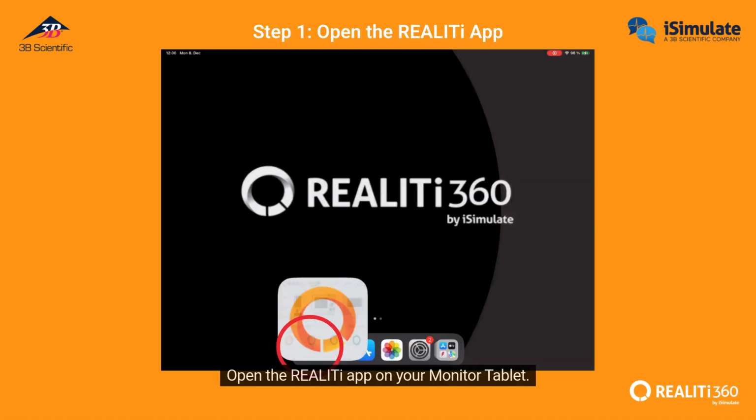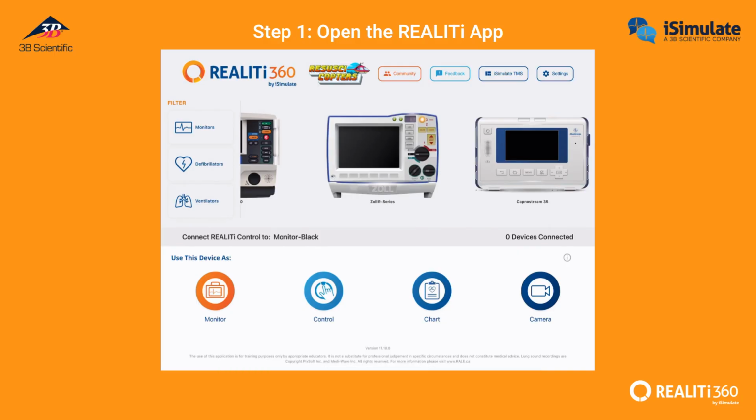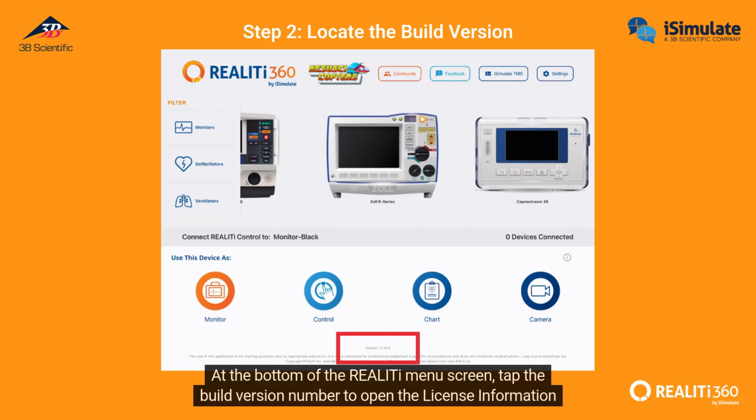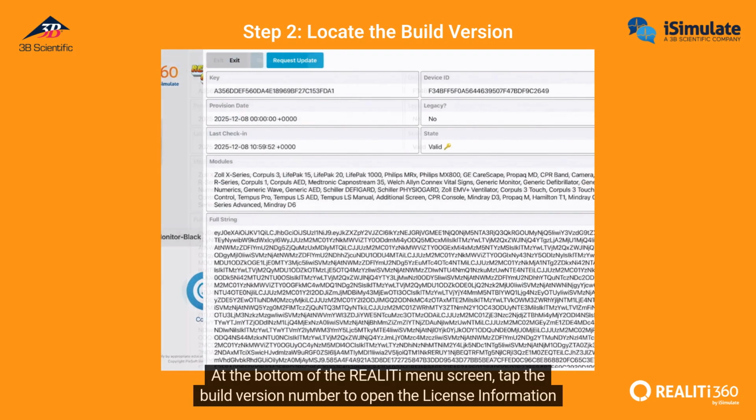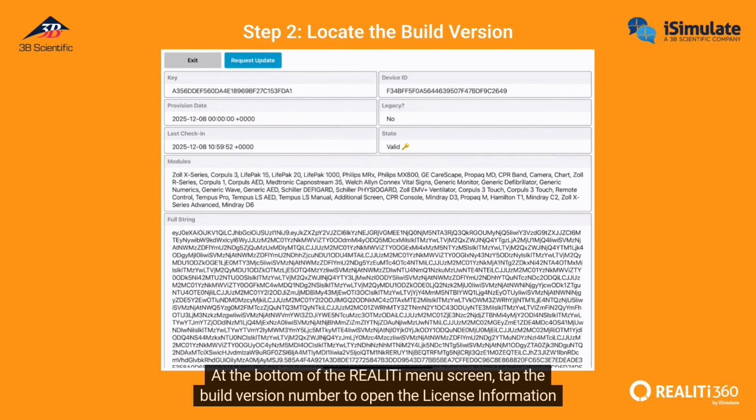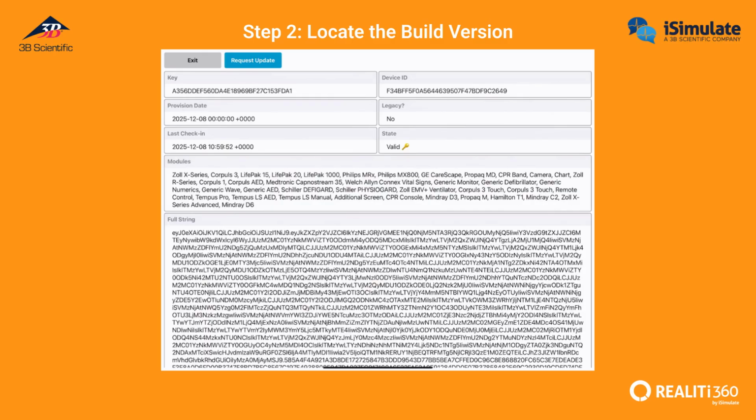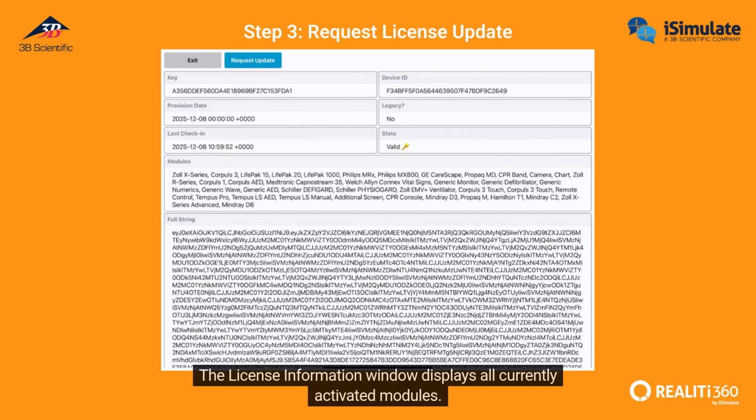Open the REALITi app on your Monitor tablet. At the bottom of the REALITi menu screen, tap the build version number to open the license information window. The license information window displays all currently activated modules.